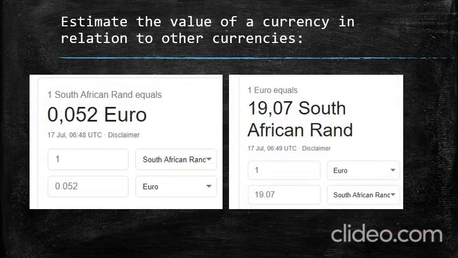So when we estimate the value of a currency in relation to other currencies, we make sure that we have at least two currencies to look at. In this case, we are using South African Rand and we are using the Euro. So what you need to remember is that the currency can be given in one of two forms. In this case, it's telling us that 1 Rand is 0,052 Euro, but it also tells you that 1 Euro is 19,7 Rands. So the one is Rands to Euro and the other one is Euro to Rands.